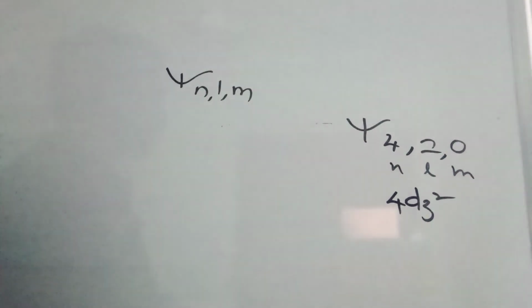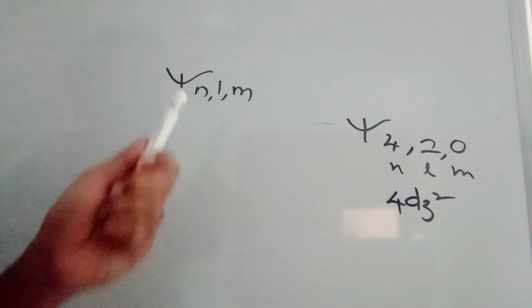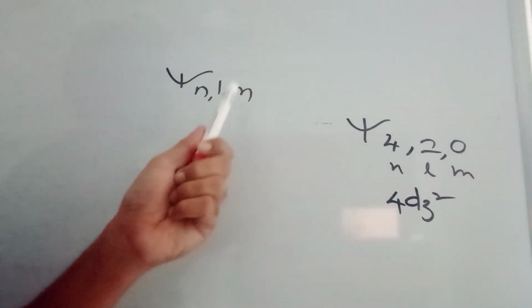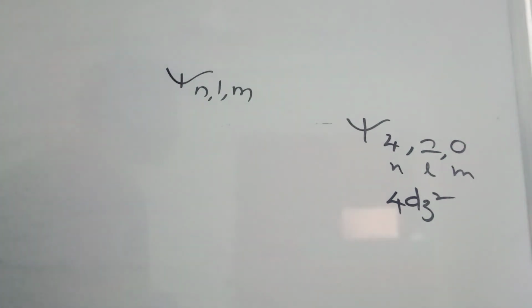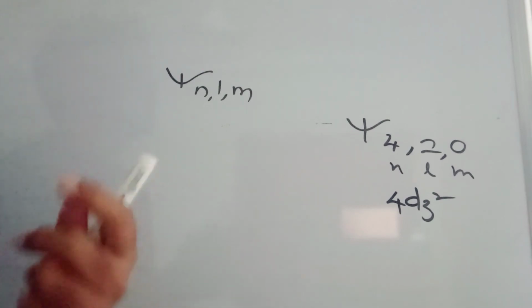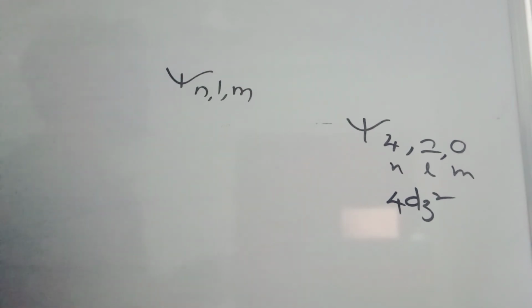This psi n l m is the orbital representation. This is the principal quantum number, this is the azimuthal quantum number, this is the magnetic quantum number. For multi-electron systems, the Schrödinger wave equation does not give exact solutions, but may be solved with reasonable accuracy using some approximations. Not exactly, but you can go with a little bit of closeness.